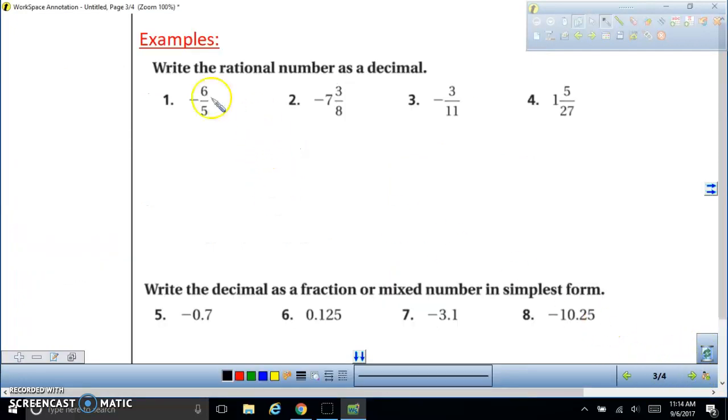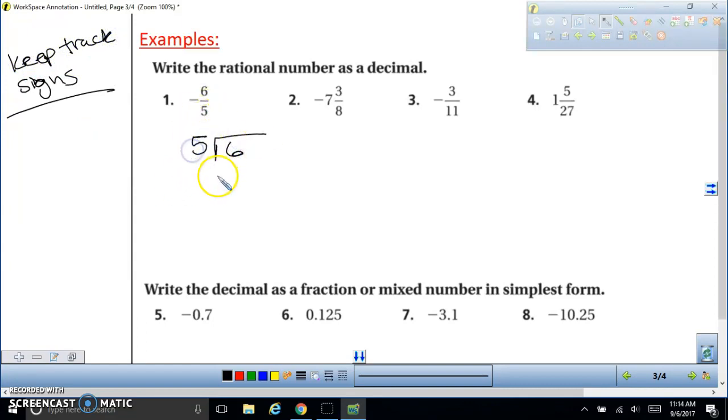All right, example 1. Write the rational number as a decimal. Okay, still using division, but keeping track of our signs. Our signs are super important to keep track of. Top dog still goes in the house. Bottom dog still goes outside. And our sign for number 1 is going to be negative. In the end, our answer is going to be negative. Super important we keep track of that.